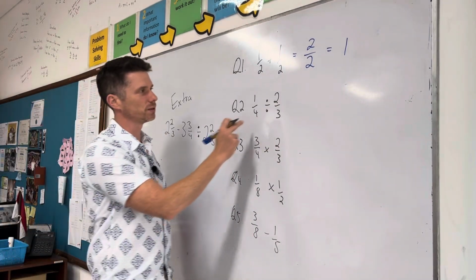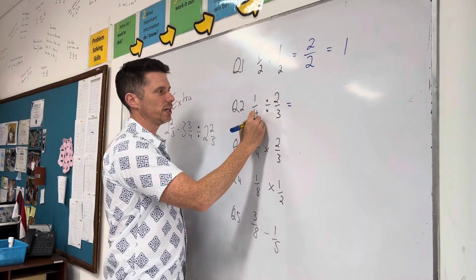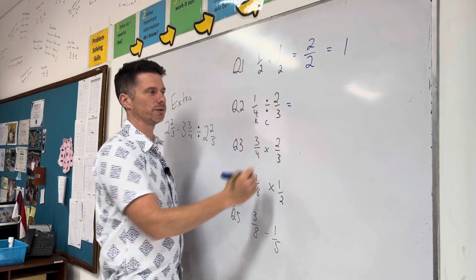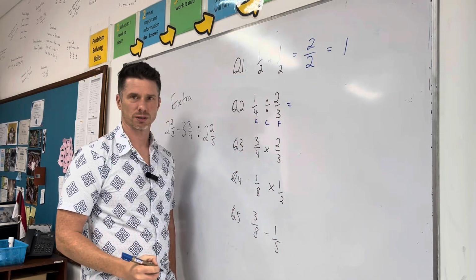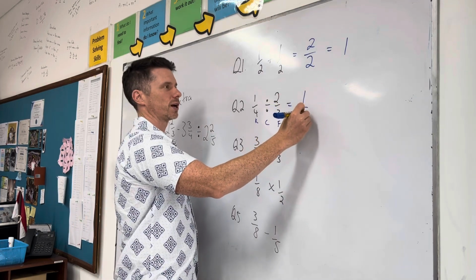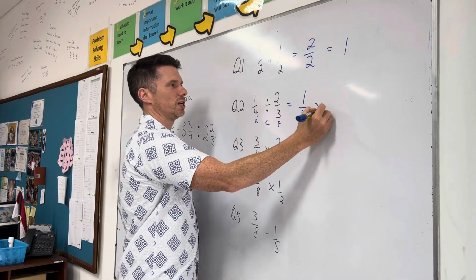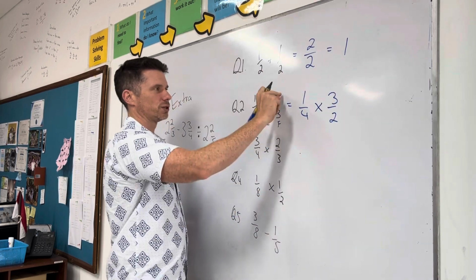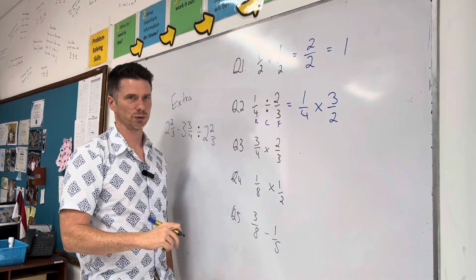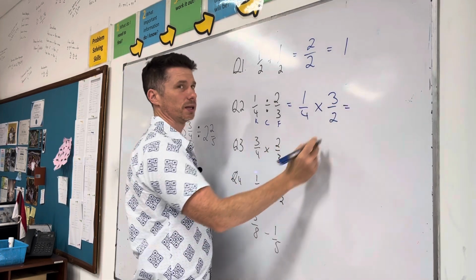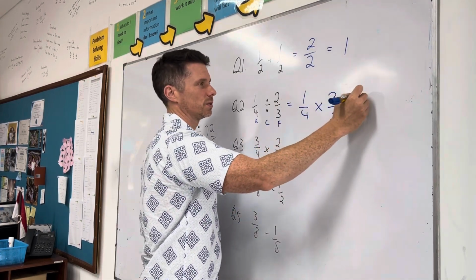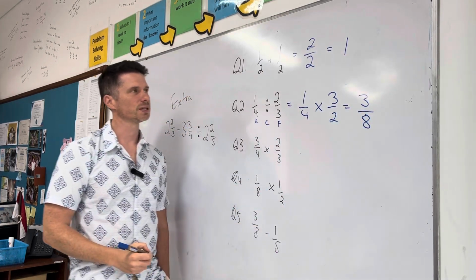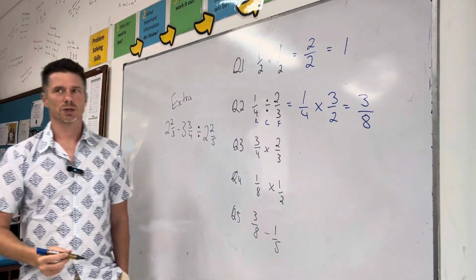The second one is a division. We keep the first one the same. We change the sign to multiply, and we flip the second fraction. So we keep the first fraction the same. We change to multiply, and we flip the second fraction. So 2 over 3 becomes 3 over 2. And then we multiply. So 1 times 3 becomes 3, and 4 times 2 becomes 8. That's it.